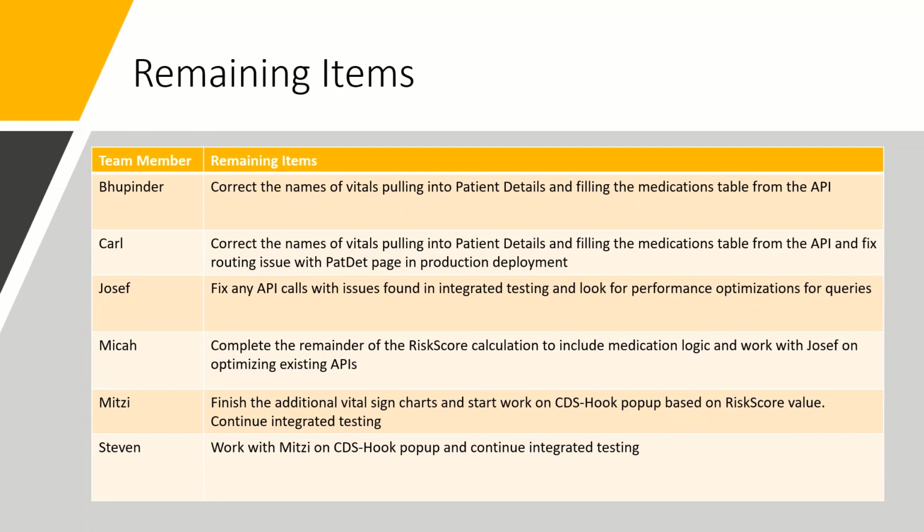Joseph is going to work on fixing any API calls with any issues found from integrated testing, and looking into some performance optimizations for queries that are running a bit slow. Micah will be completing the remainder of the risk score calculation to include medication logic, and will also be working with Joseph on optimizing the existing APIs.